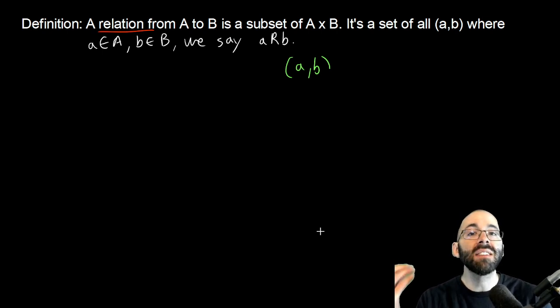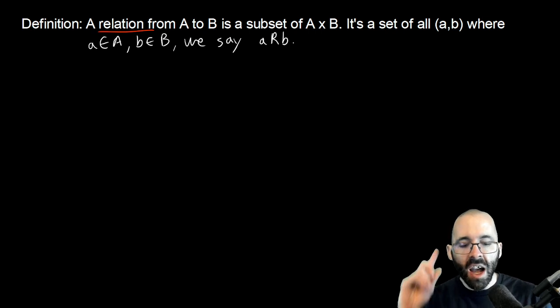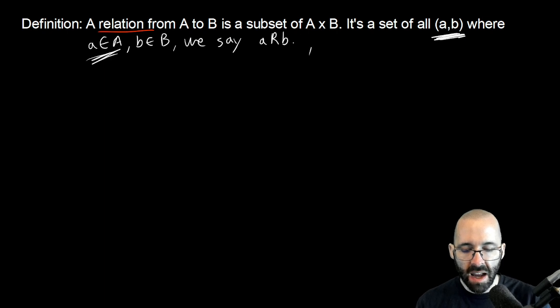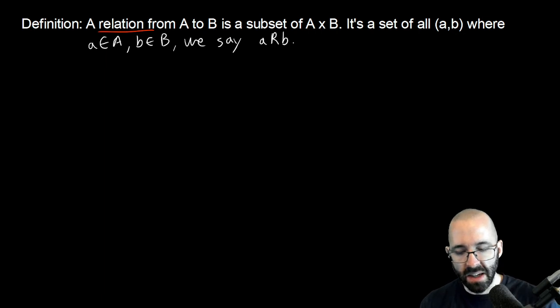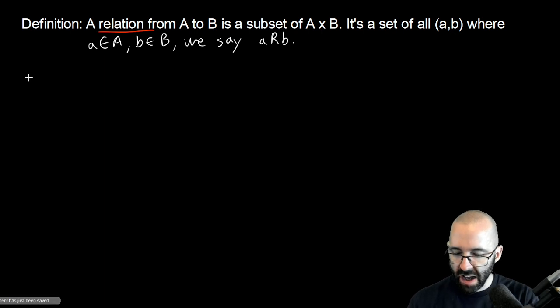A relation is a collection of ordered pairs. And that's the second half right here. So specifically, if we look at the second half of this definition, a relation is a set of all ordered pairs where the first coordinate comes from A, the second coordinate comes from B, and then we say that a is related to b, if that's the case. All right, so let us look at an example here.